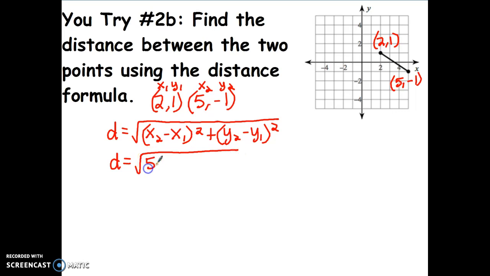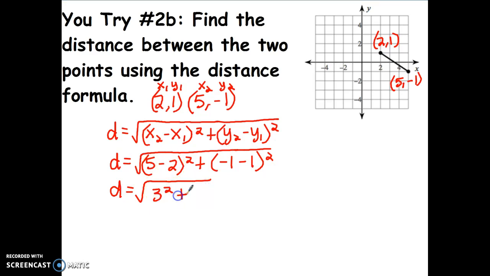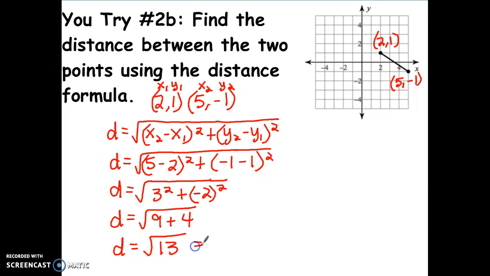Now, x2 is 5, x1 is 2, y2 is -1, y1 is 1. 5 minus 2 is 3. -1 minus 1 is -2. 3 squared is 9. -2 squared is 4. 9 plus 4 is 13. The square root of 13, you should have got 3.6.